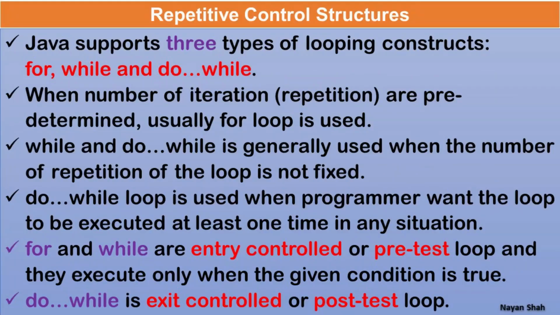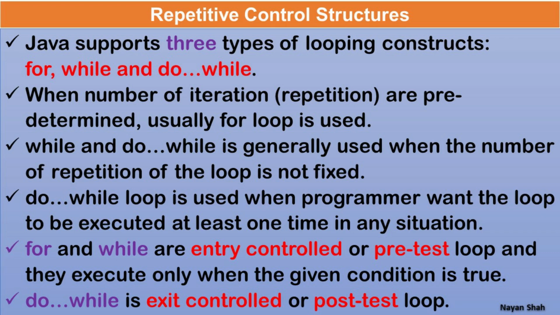Now next is repetitive control structures. Java supports 3 types of looping constructs, that is, repetitive control structures. They are for, while and do while. Now what is the difference? The common thing is that all these 3 are used to repeat something again and again.